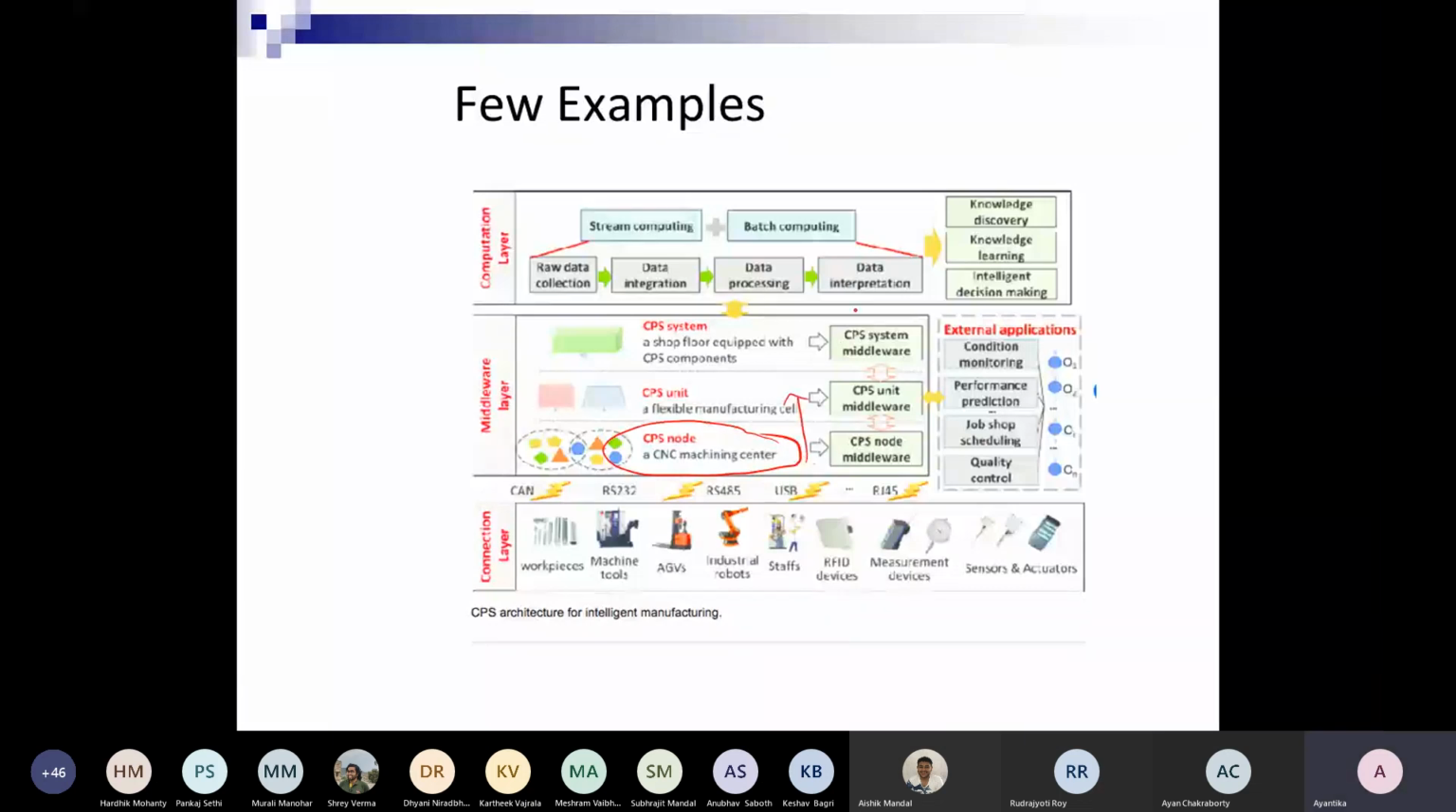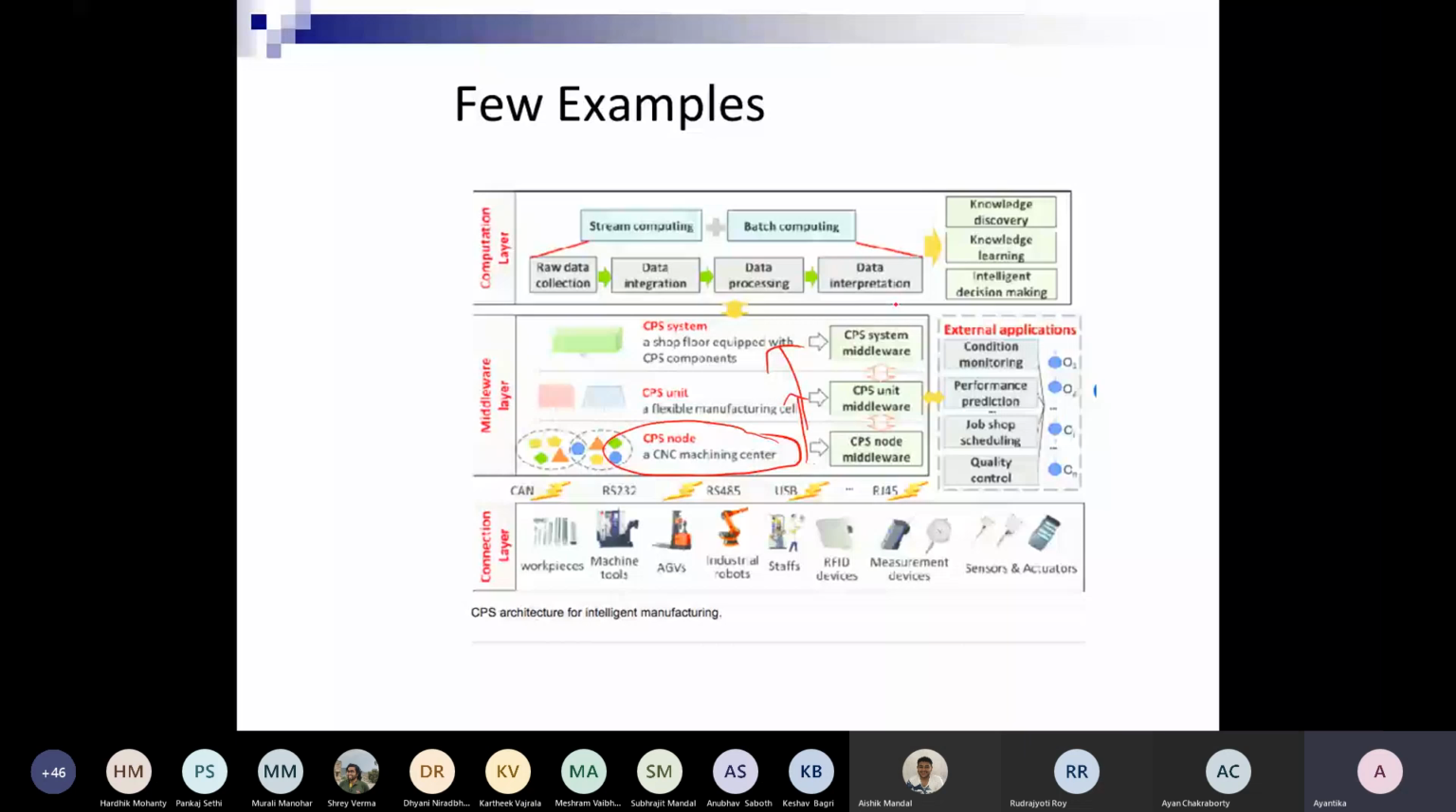Next, we have to develop some CPS units where multiple CPS nodes can be combined. And then these CPS units may be combined to some CPS systems where these CPS units may be located in the same location or maybe distant location, and maybe they are communicating through some sensors, through some internet. So these types of communication, maybe some physical communication or maybe some distance communication.